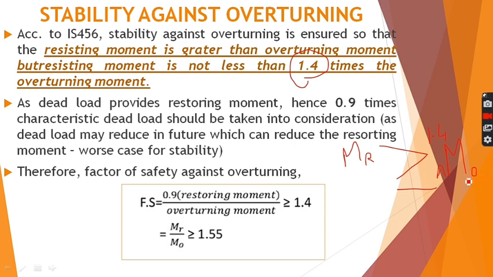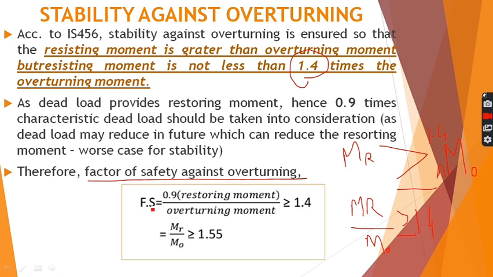Only MR greater than M naught will not do. There should be a variable difference between both these values. So if I rearrange it, MR upon M naught should be greater than or equal to 1.4, and this 1.4 is known as the factor of safety against overturning. So keep it in mind always that the factor of safety against overturning is 1.4.